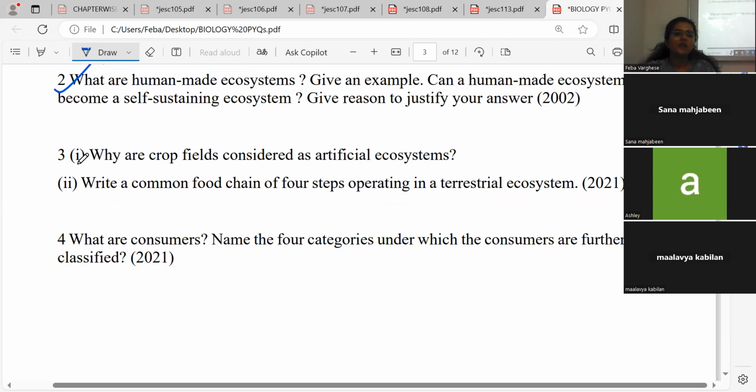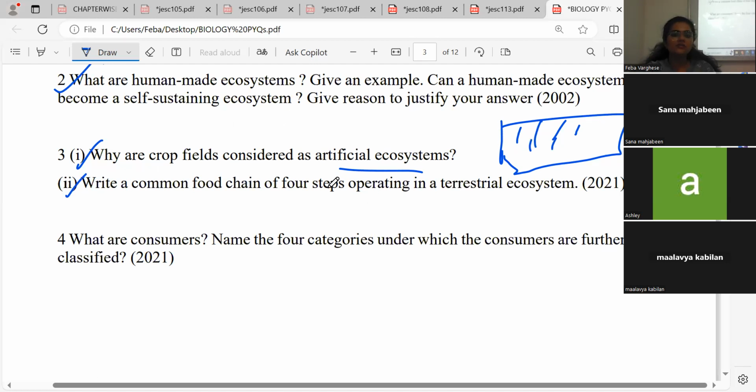Okay, and then third, why are crop fields considered to be artificial ecosystems? Because it's man-made. Yes, it is man-made. In a crop field, you will find all the plants to be the same. In a large hectare of land, you are going to grow the same species of plant, right? Is it natural? Can you see that phenomenon in a natural ecosystem? No, you can never see it in a natural ecosystem. In a natural ecosystem, there is biological diversity in which you can see different types of plants growing in the same piece of land. But in the crop field, you are growing the same plant in the whole piece of land. Okay, that's why it's considered to be an artificial ecosystem.